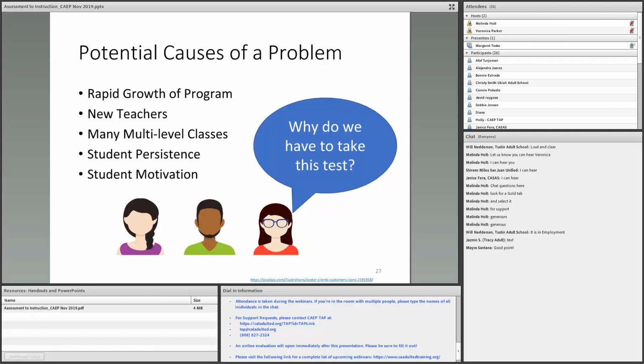Okay, so it's up to the teacher to really come into play with the motivation and persistence and help with the multi-level class. The program as a whole needs to deal with the top two, the rapid growth and new teachers.